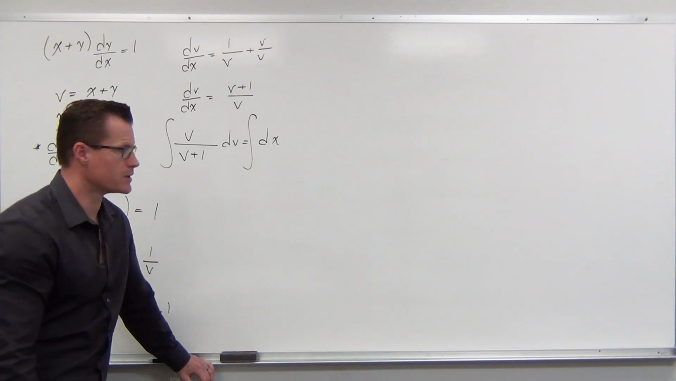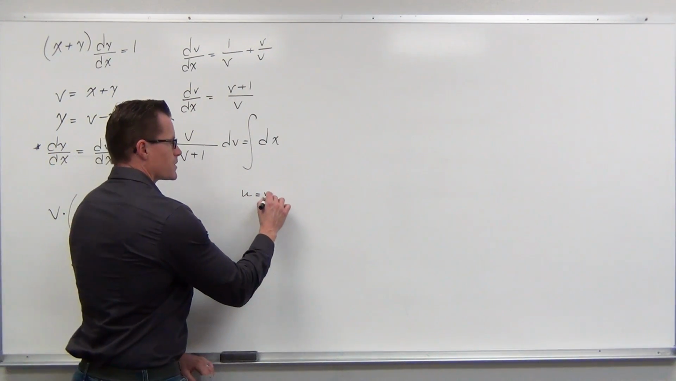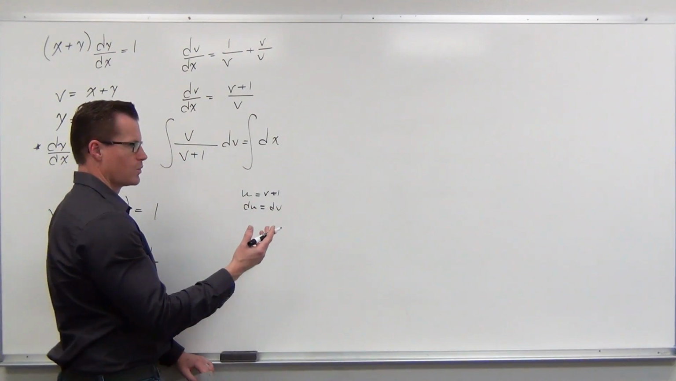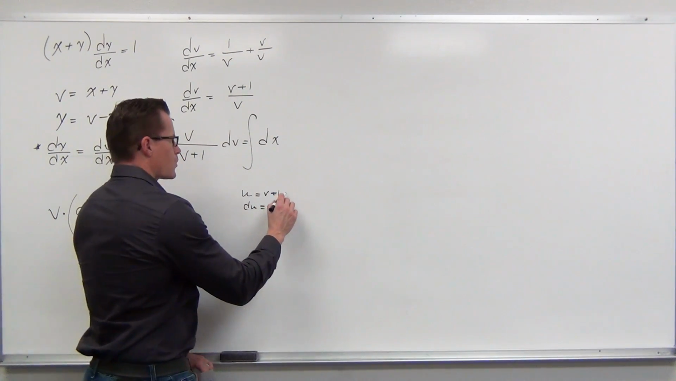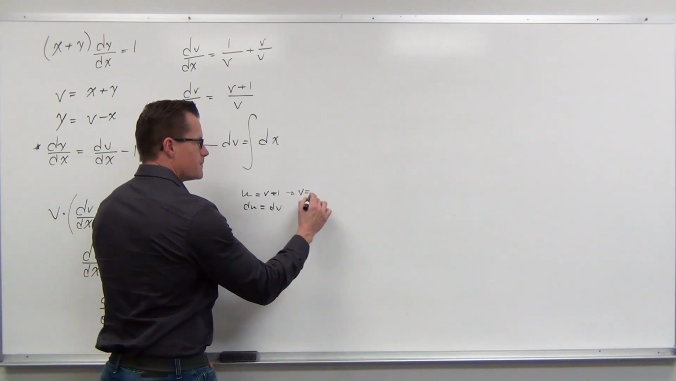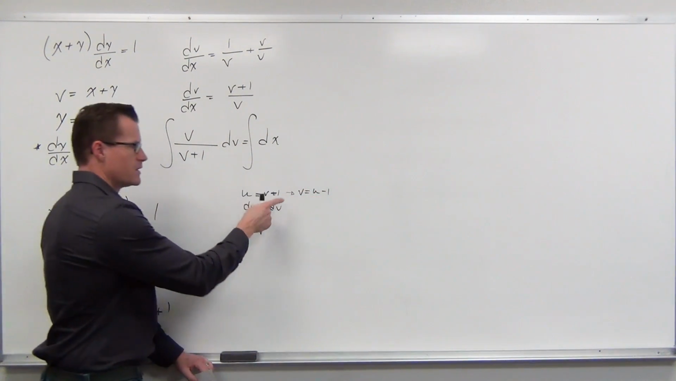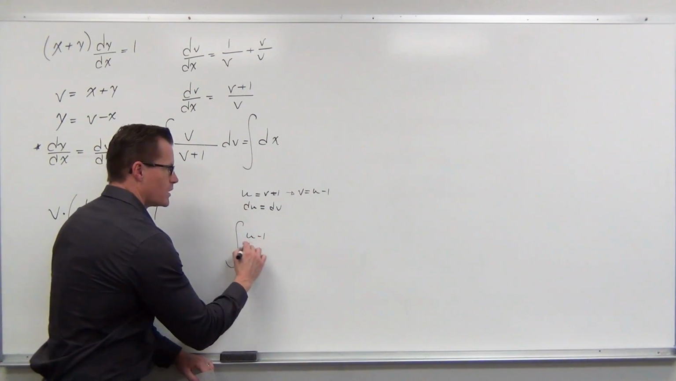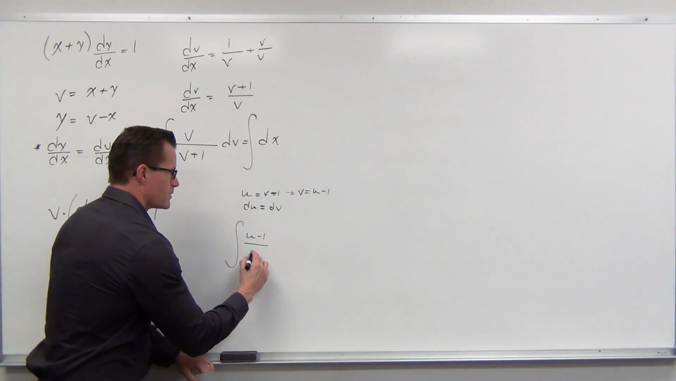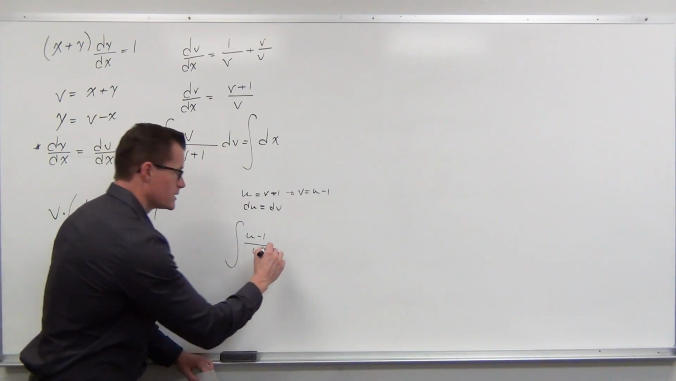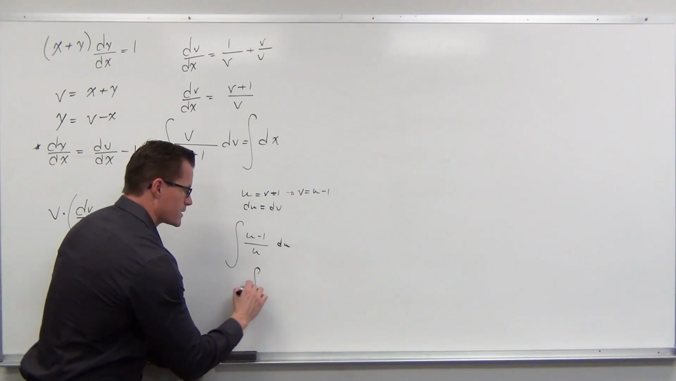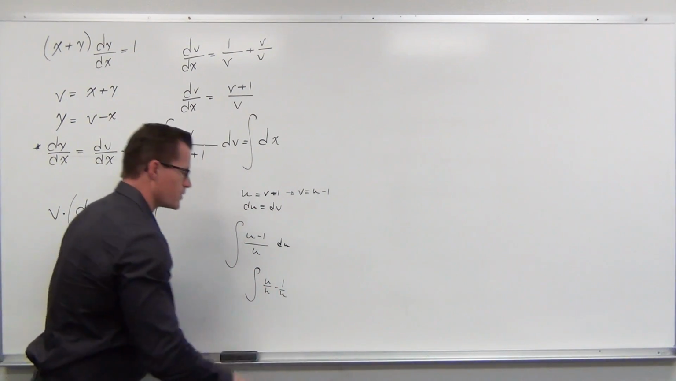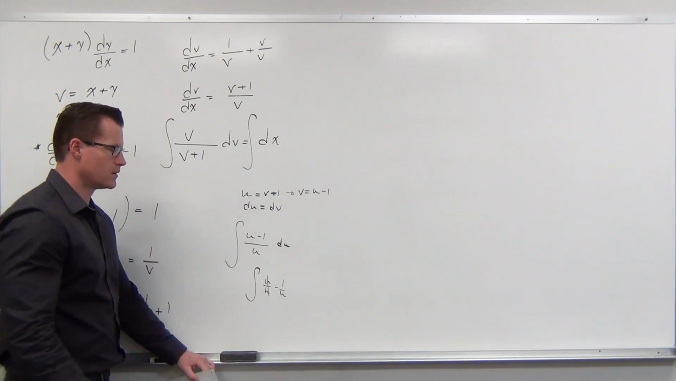One way that you could do this, you could do u equals v plus 1, du equals dv, and you go, well, that doesn't help me at all. Right, but if you solve for v equals u minus 1, then you can create this. V is u minus 1, v plus 1 is just u, and it was still du. And then you can separate this into two fractions, u over u minus 1 over u. That's 1 minus 1 over u.